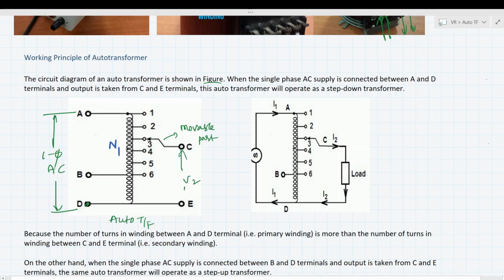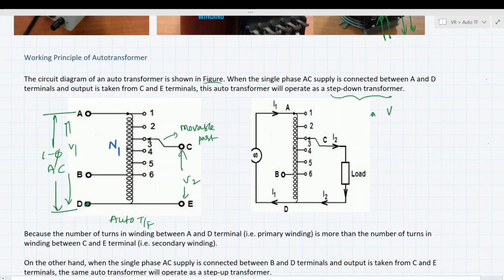So this is our output V2. This is input V1, this is output V2. So input is applied to the winding and the same winding is used to take the output. So this auto transformer will operate as a step down transformer because V2 is less compared to V1.